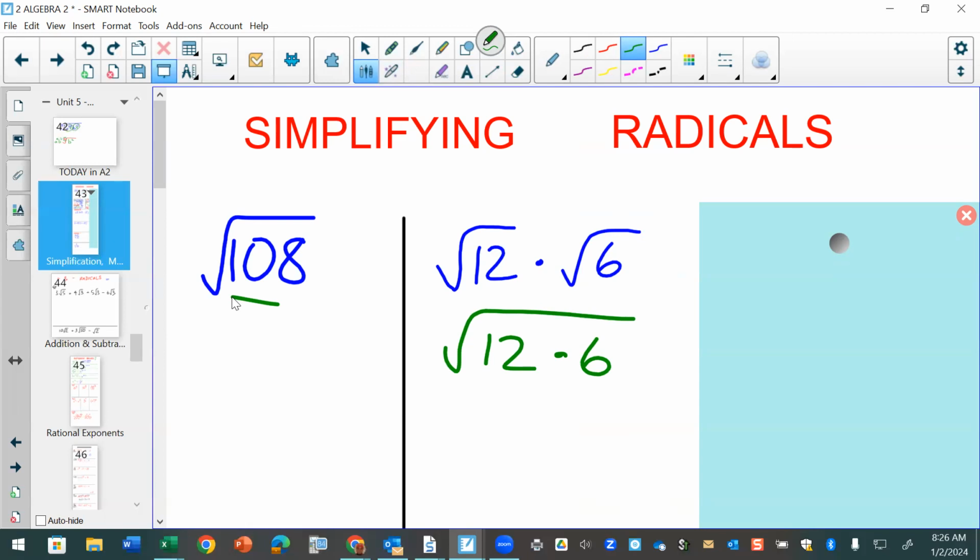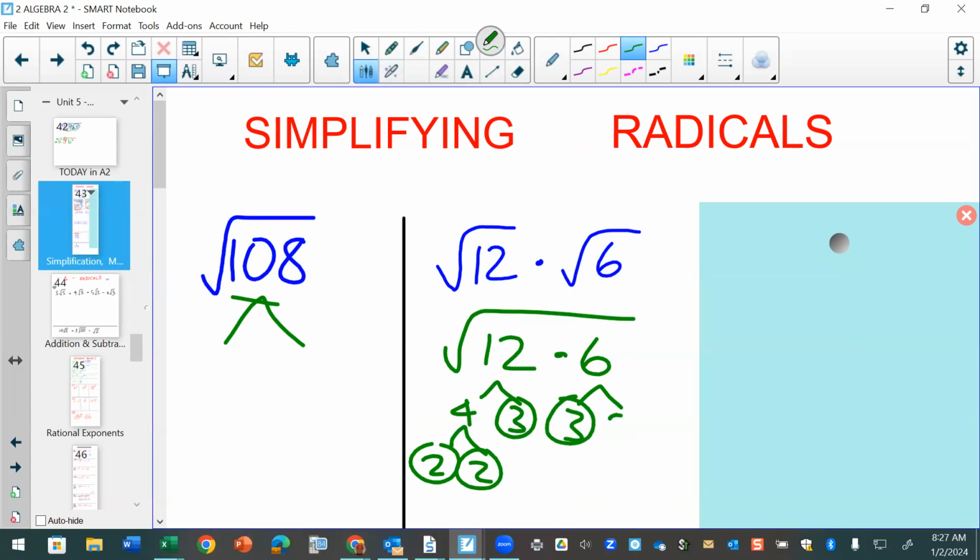I know I would probably multiply 6 and 12 together, but why is that a bad idea? What did we do to 108 over here? We broke it down. This one's already breaking down for us. Let's go. What's 12? 4 and 3. 3's done, and that's 2 and 2. And 6 is 2 and 3. Okay. So what ends up coming out? You had a pair of 2s and a pair of 3s.